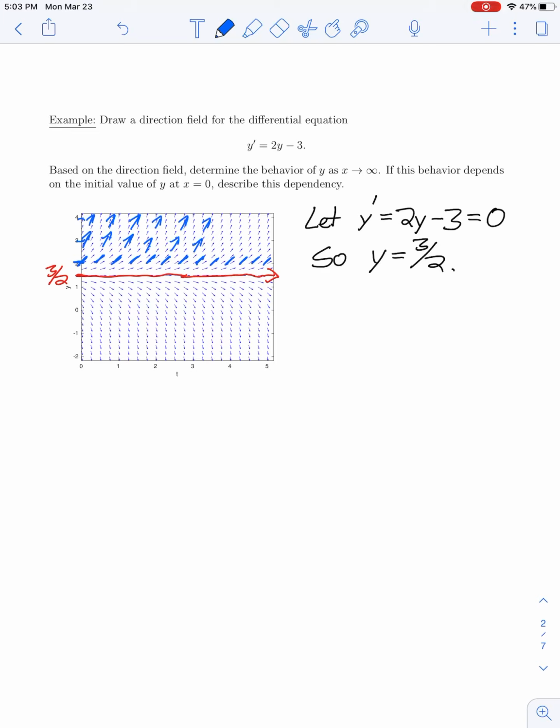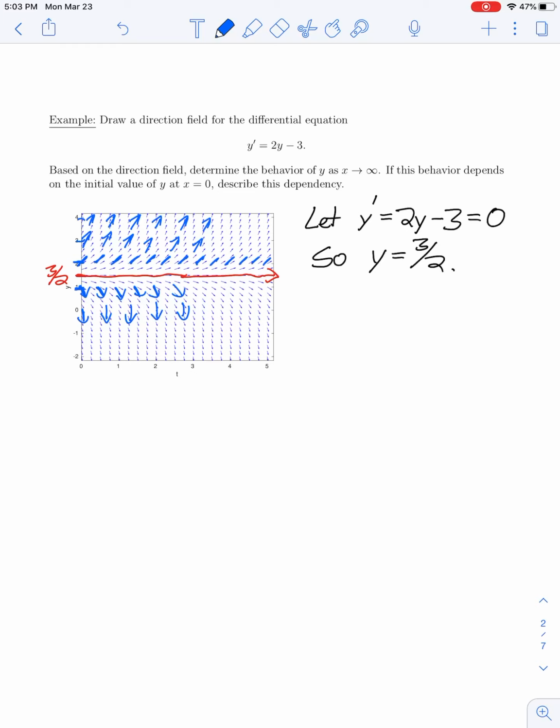So here, for the sake of time, I've included this direction field in your lecture notes. And we can see, well, if we were to move downward from 3/2, say if y were 1, then y prime would be negative 1. So we start seeing little downward facing direction arrows for smaller values of y. If we keep decreasing the value of y, we're going to get larger and larger negative slopes.